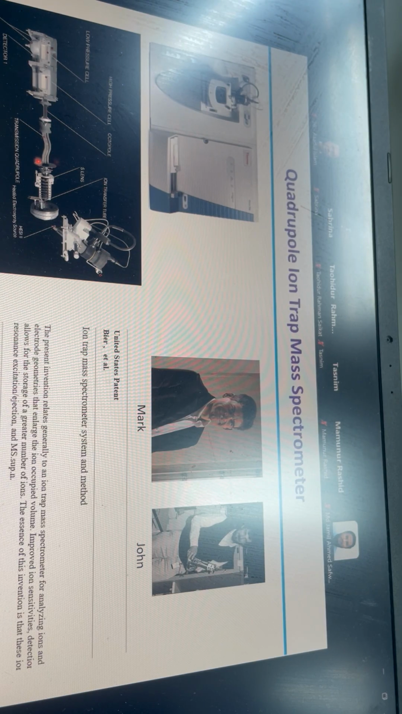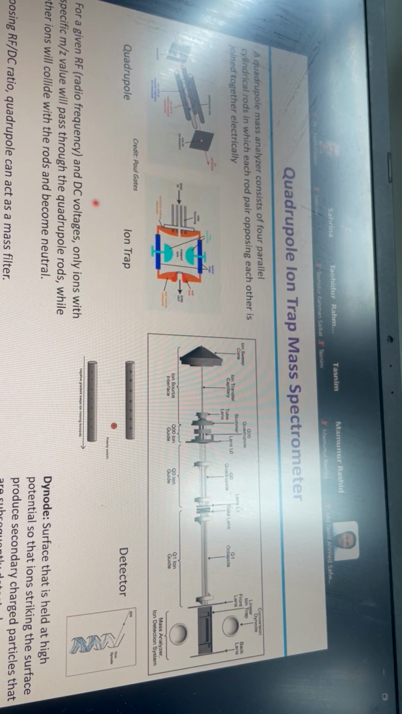But Thermo Scientific never actually invented this ion trap spectrometer. They have the patent, so they still get the royalty. My supervisor Mark Baer worked with Thermo for a couple of years, and then eventually he moved to Carnegie Mellon, where he is still teaching. So quadrupole: quad means four, four rods, okay?